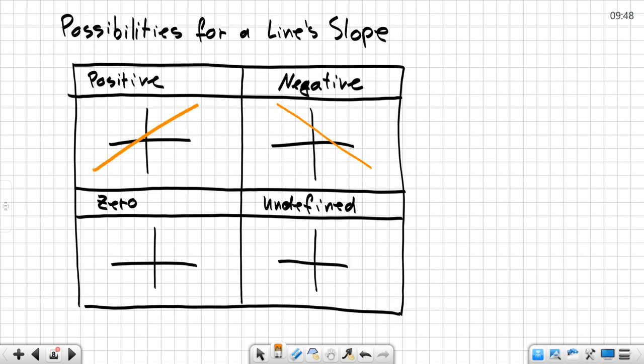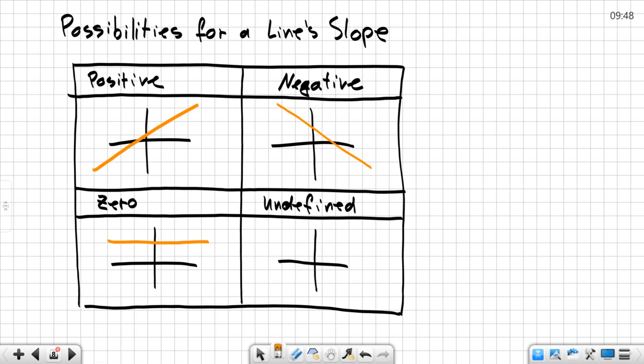What is the slope of a line? 0. Well, it doesn't go up, it doesn't go down. That will be a horizontal line. There is no change in your y value. The change in y is 0.